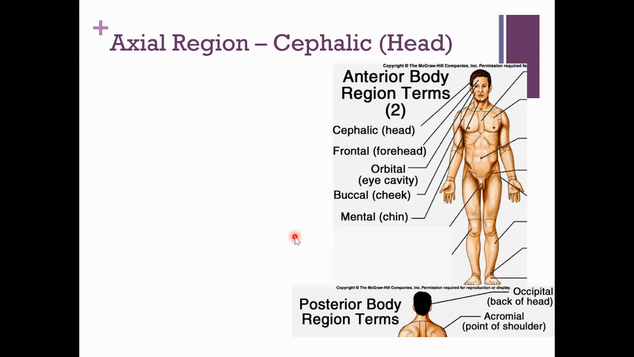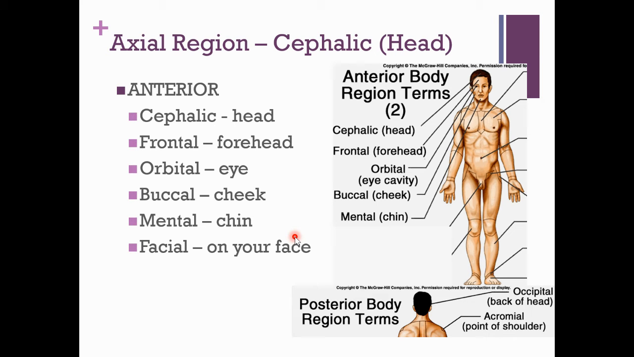Okay, so regions of the body. You're probably going to have to pause the PowerPoint so that you can write these down in your notes. A lot of these have to do with our ring of roots. So when we talk about these different regions of the body, the first part is the cephalic, so that's the head: frontal being the forehead, orbital being the eye, buccal being the cheek, mental being the chin, and then facial would be on the face.